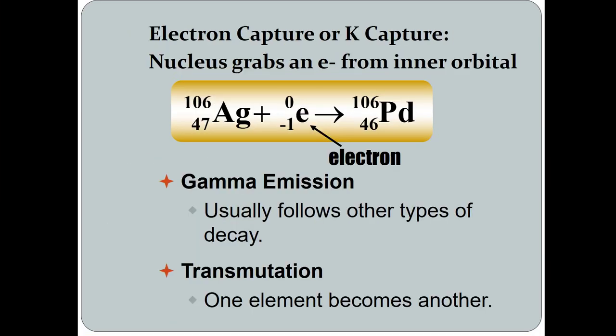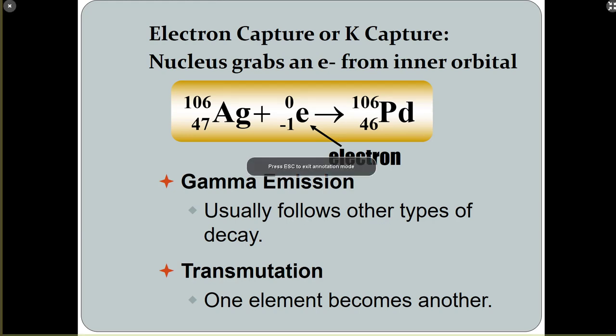Let's look at electron capture or K capture. So this is a little bit different. So the nucleus will actually reach out and grab an inner electron. And they used to call the inner shell the K shell, so that's why they call it K capture. But it's just called electron capture. So this one's a little bit different in that you are going to see the electron on the left-hand side, so before the arrow. So that's a big clue that you have electron capture if your electron symbol is a reactant and not a product.